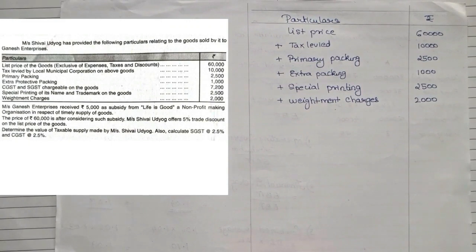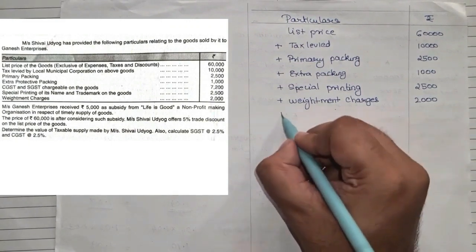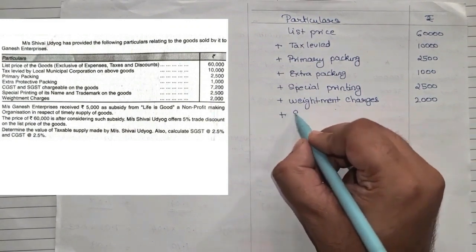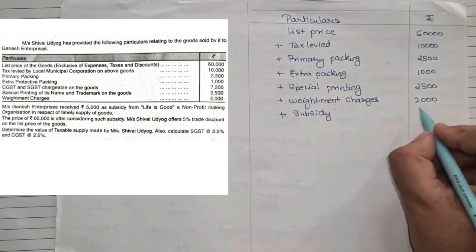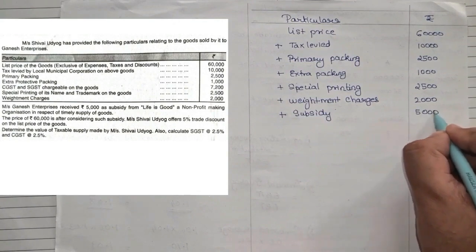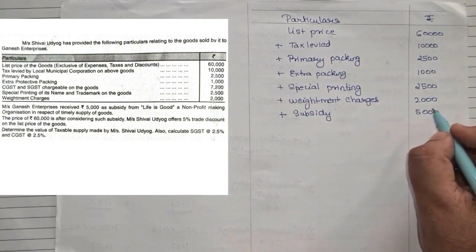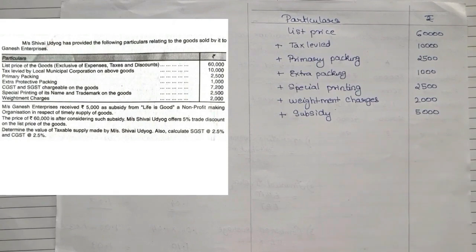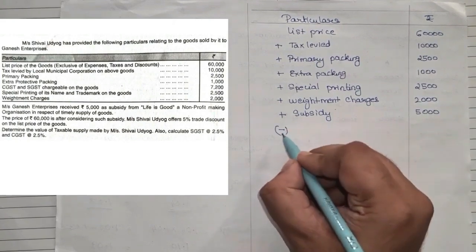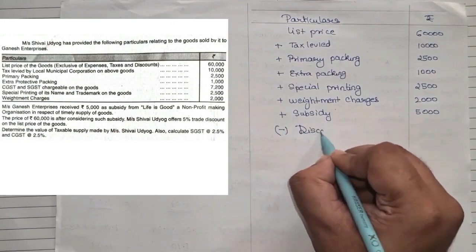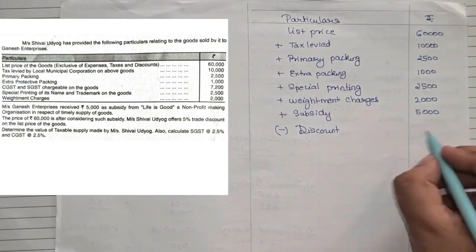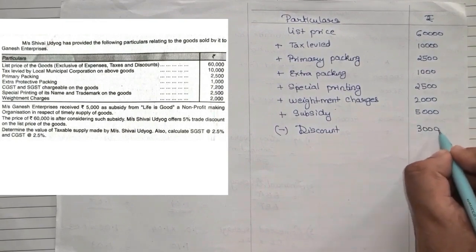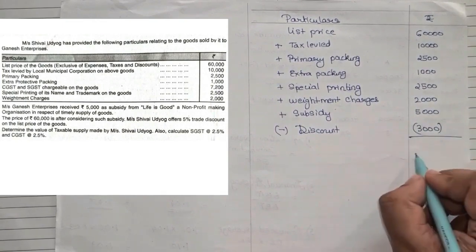Next is Ganesh Enterprise received 5,000 as subsidy from Life is Good. Now that's not the government. So subsidy other than government will be added. Yes, so subsidy is rupees 5,000. And that's it. After that, they're just giving you a discount. Now remember, discount will always be less. So discount given here is 5% on list price of 60,000, into 5% is 3,000. They're going to get a discount of 3,000. That's negative. So we add up.